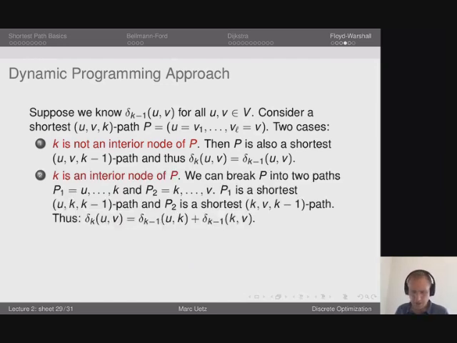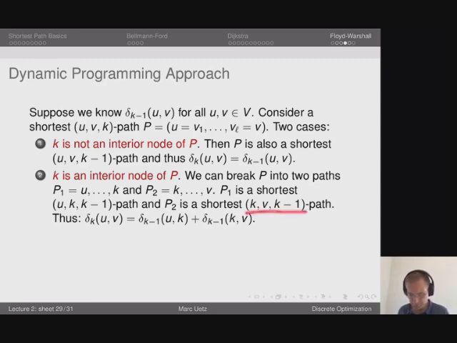And the other case is that k is actually such an interior node. And in that case, we can just break up the path into two subpaths, right? So we have the subpath P1, which is a shortest path from u up to k. And we have subpath P2, which is a shortest path from k up to v. And notice that the intermediate nodes for these subpaths, so getting from u to k, will have the restriction that interior nodes are only allowed from 1 up to k minus 1.